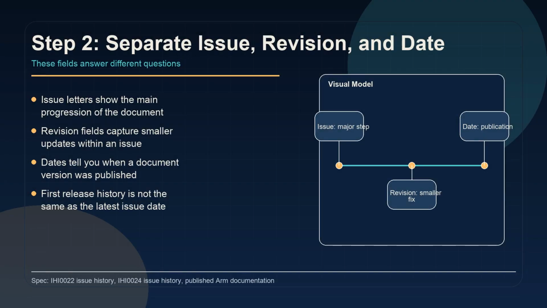Issue, revision, and publication date are different controls. The issue letter tells you the main step in the document lineage. The revision field captures smaller updates inside that issue, and the publication date places it on a calendar. You need all three so you do not confuse first release history with a much later update.